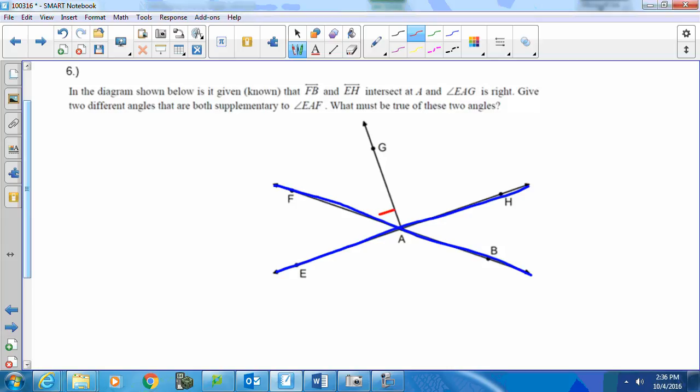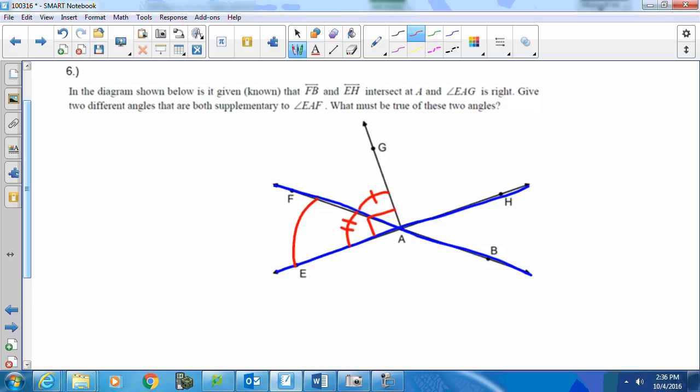So this entire angle is right. So this combined with this one are both right. We don't know what this one is, we don't know what this one is, but we do know that they add up to 90 degrees, because they're a right angle. Give two different angles that are both supplementary to EAF. So let's find EAF. EAF is going to be this one here.